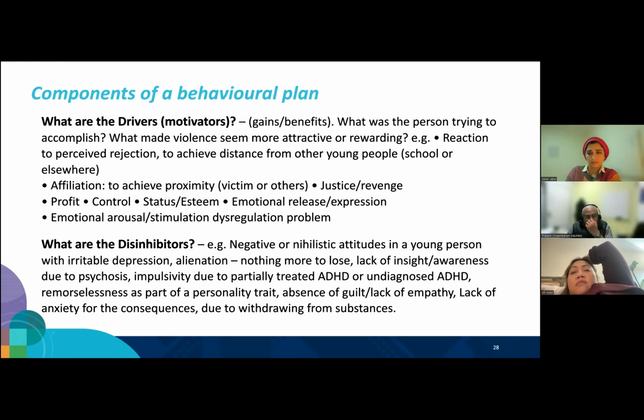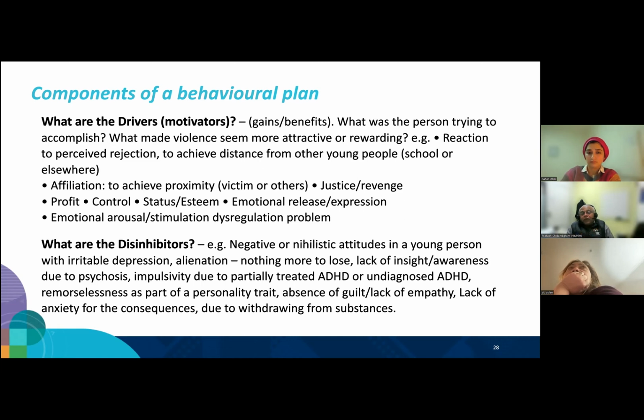In developing a behavior plan, there are three things, the 3Ds we talk about. First, the drivers or the motivators, which is the gains or the benefits for the person in doing what they are doing. For example, would it involve some level of control, status, self-esteem, or emotional release? Or does that make them become closer to the victim or to peer groups? Or is it fueled by justice or revenge? Or are they just simply reacting to emotional arousal and stimulation?